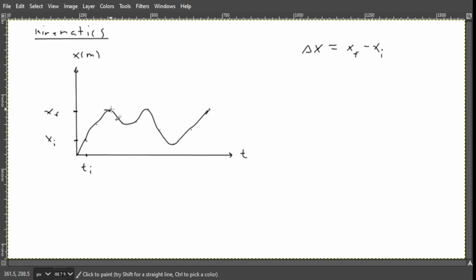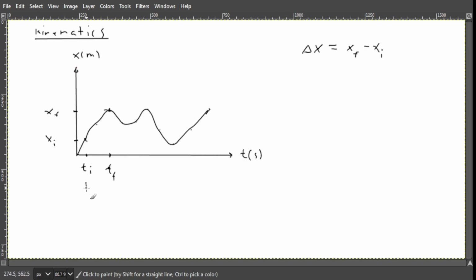Then this right down here would be t final. So what I'm saying is that at time t equals t initial, x is equal to x initial, and then a little bit later at time t is equal to t final, x is equal to x final. And here I'm calling whatever this is, this is going to be t in seconds.